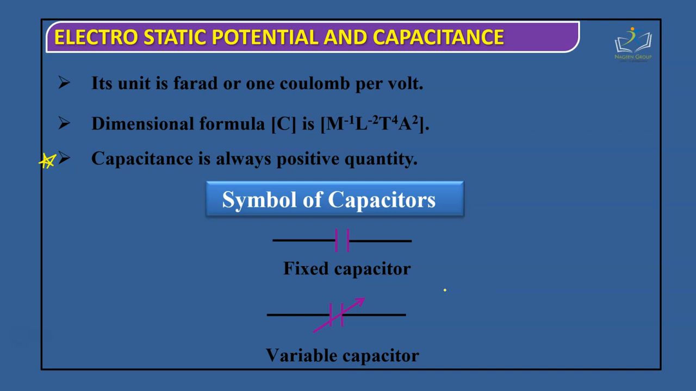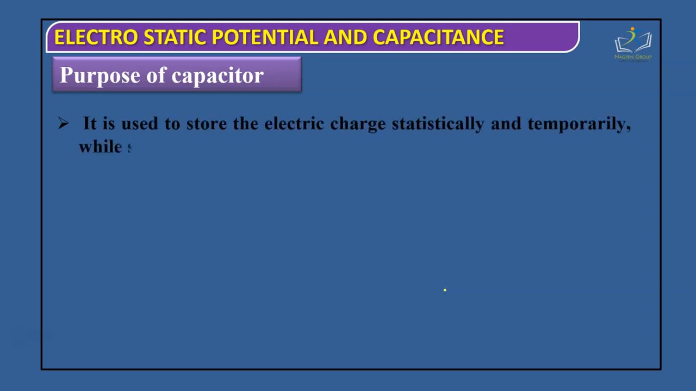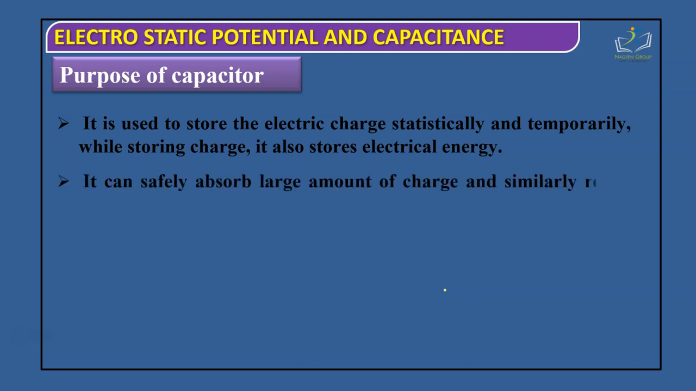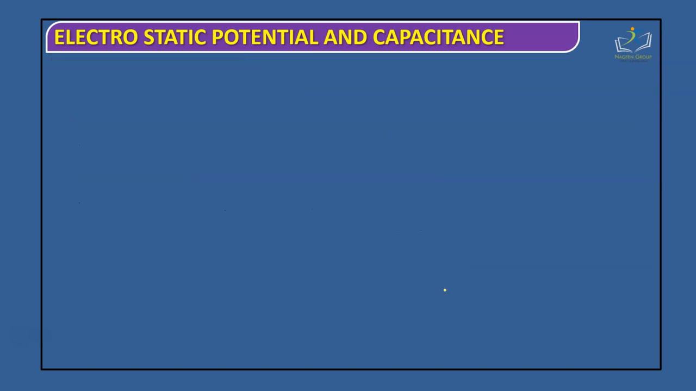Now we are moving ahead with the purpose of a capacitor. It is used to store electrical charge statically and temporarily, and while storing the charges, it also stores electrical energy. It can safely absorb a large amount of charge and similarly release that amount of charge. That means a capacitor can store charge temporarily, not permanently.